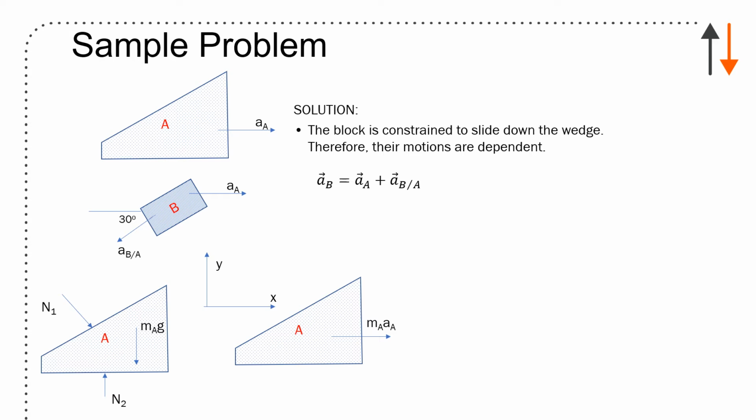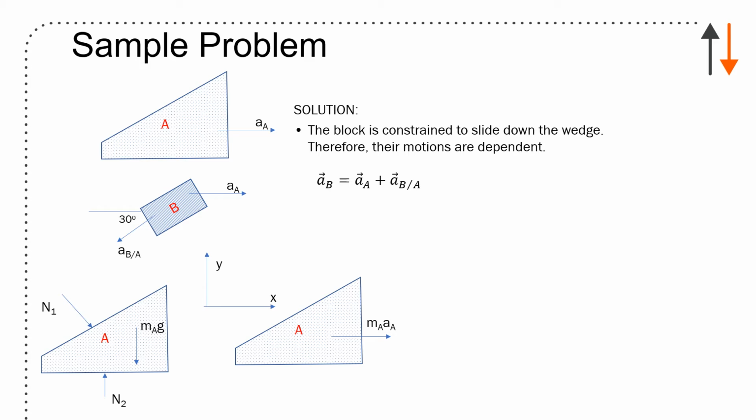So the block is constrained to move down the wedge. Therefore, the motions are dependent. So the acceleration of B has to equal the acceleration of A plus the acceleration of B relative to A. If I start to write out terms, I have the kinematics right here, which is the acceleration of A. So block B also has an acceleration of A plus an acceleration of B relative to A.